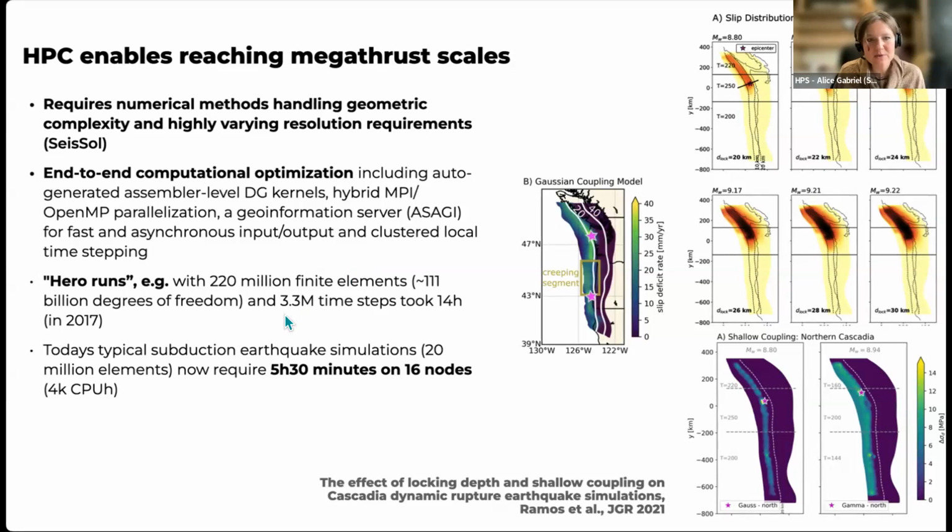Our hero runs, so using full machines, for example, an earlier one was modeling a subduction zone earthquake that took 14 hours on a full machine. And nowadays, a simulation resolving almost the same physics requires 5.5 hours on 16 nodes. So this kind of optimization trickles down to everyday research that we're interested in.